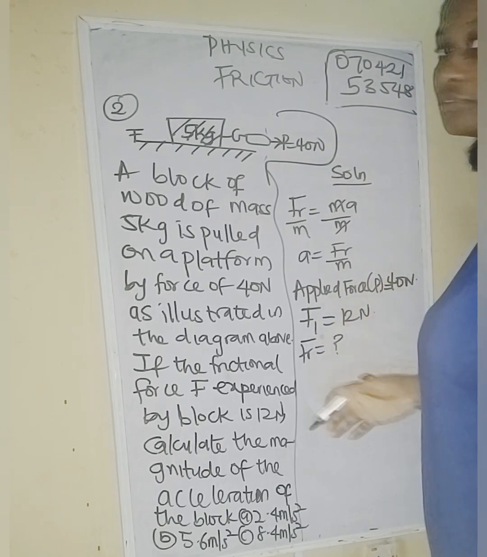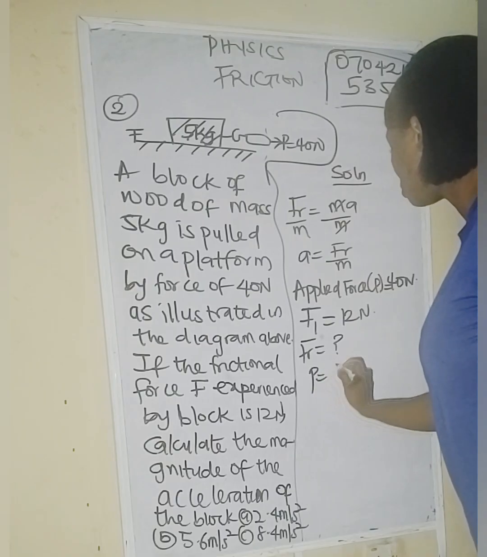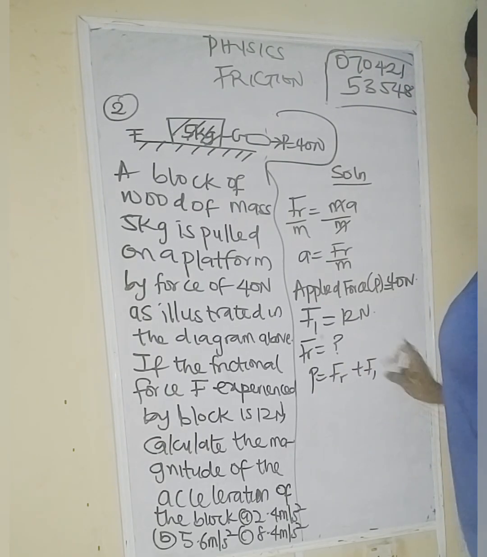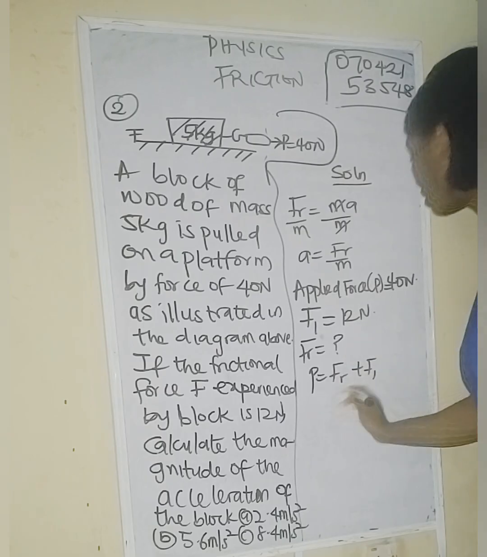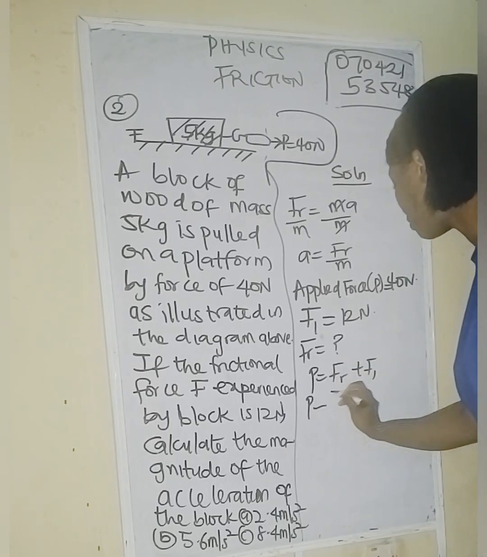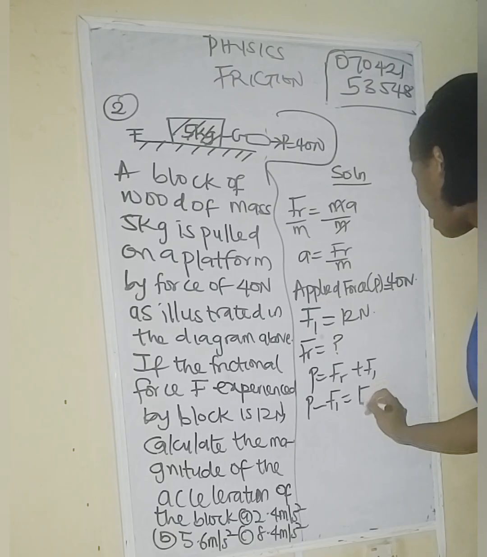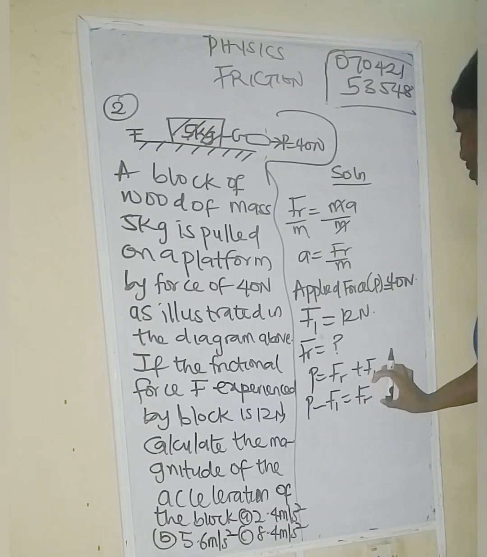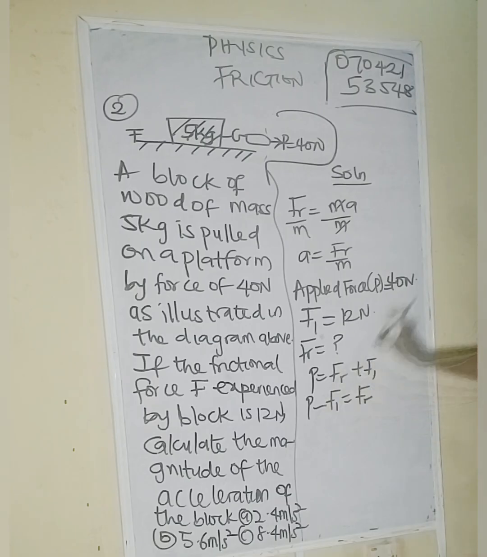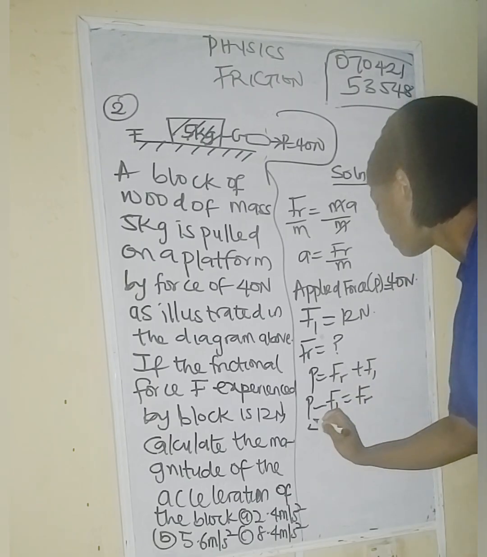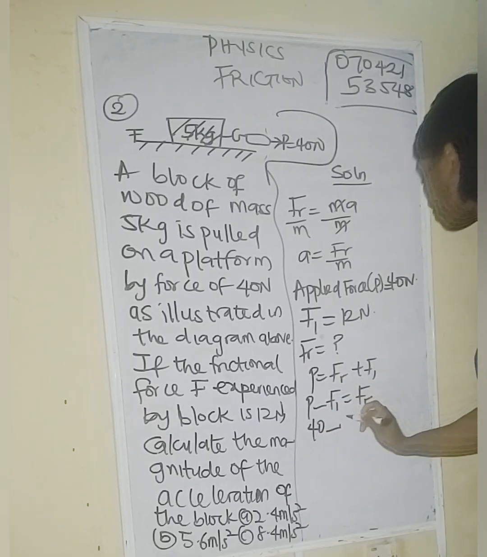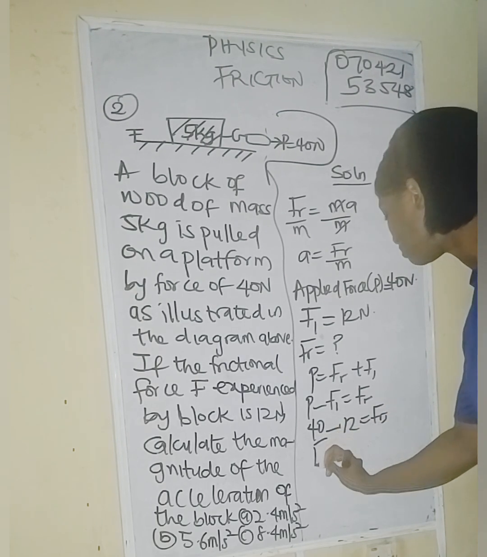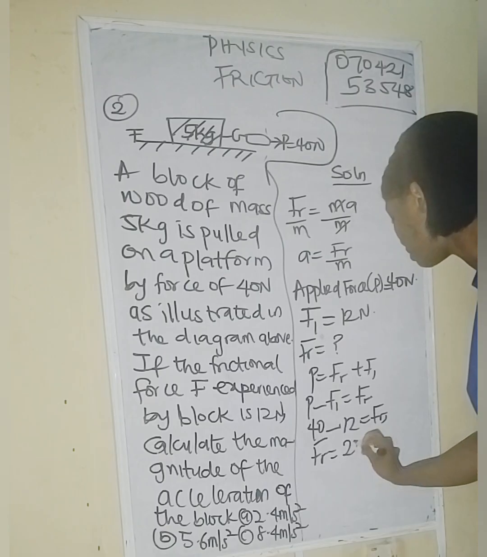We use the formula: applied force equals resultant force plus frictional force. So for us to get the resultant force, we're going to collect like terms. That will be P minus Fi equals Fr. Okay, so that is how we are going to get the resultant force. Now, our P, which is the applied force, is 40. Our frictional force is 12. So our Fr equals 28 Newton.